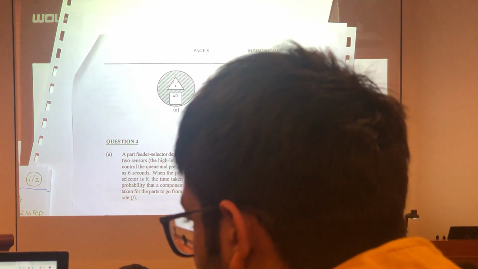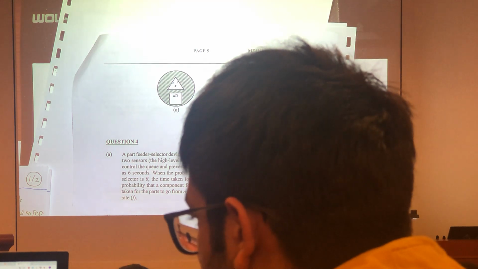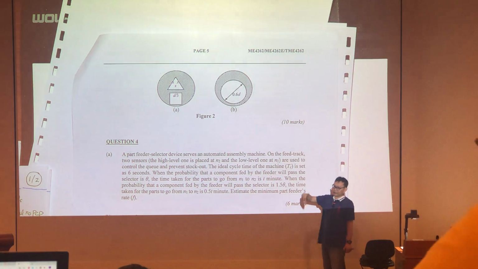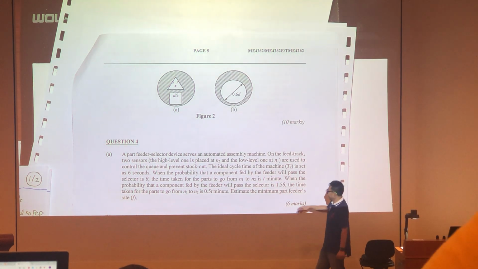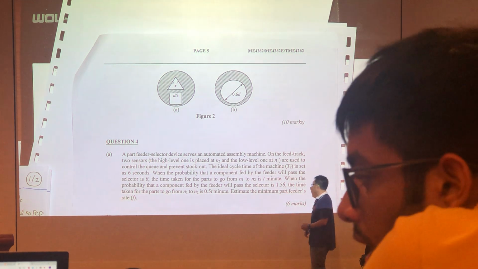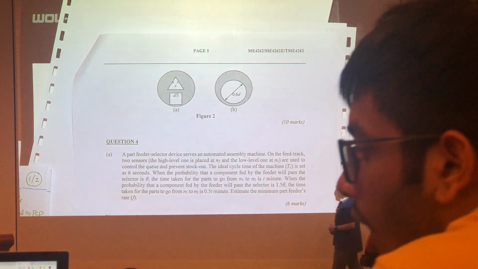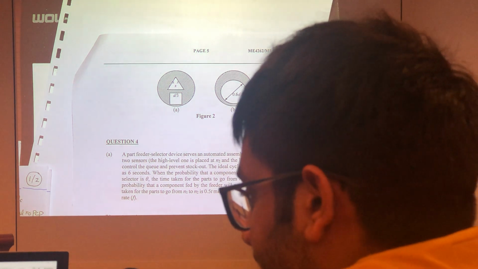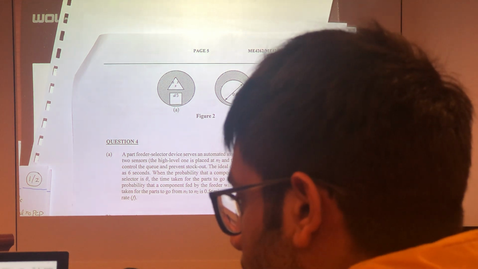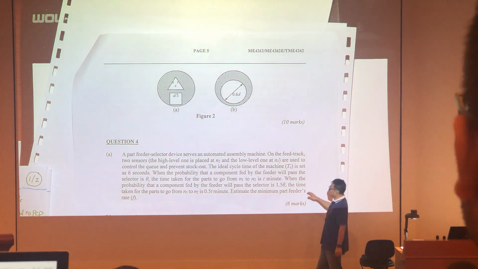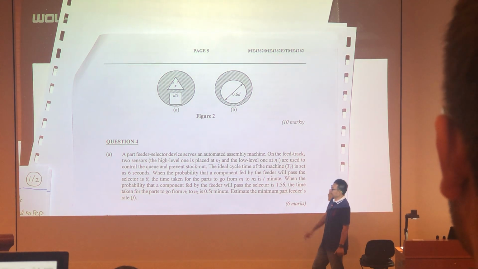When the probability of component fed by the feeder is increased to 1.5 theta, the selector passing rate probability increases from theta to 1.5 theta. The time taken for the parts to go from n1 to n2 becomes 0.5 t minutes. Estimate the minimum parts feeding rate f.